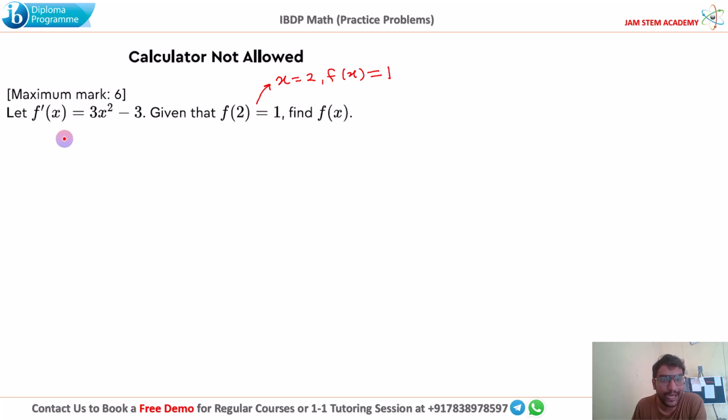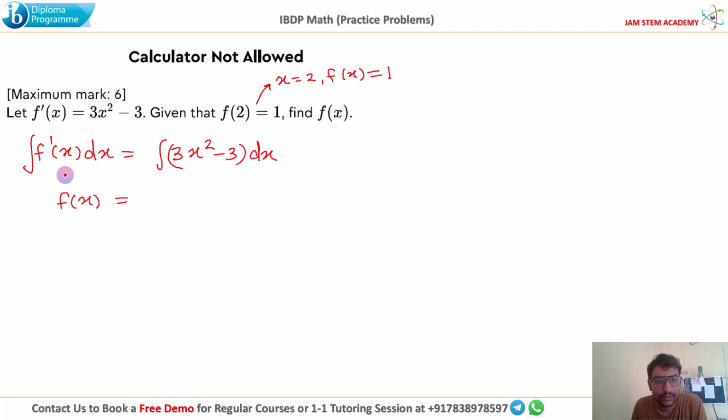See, f prime is known, we have to integrate it. So f prime is known to us, let's integrate it, because f prime is what? f prime x, if I integrate it, that means I have to integrate this 3x squared minus 3, right? So now we get the f(x) value. Integration of f prime gives f only.